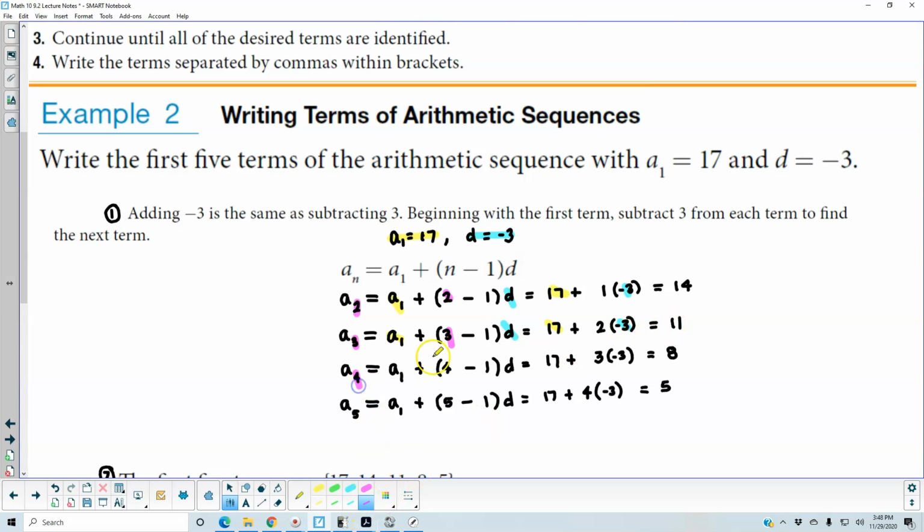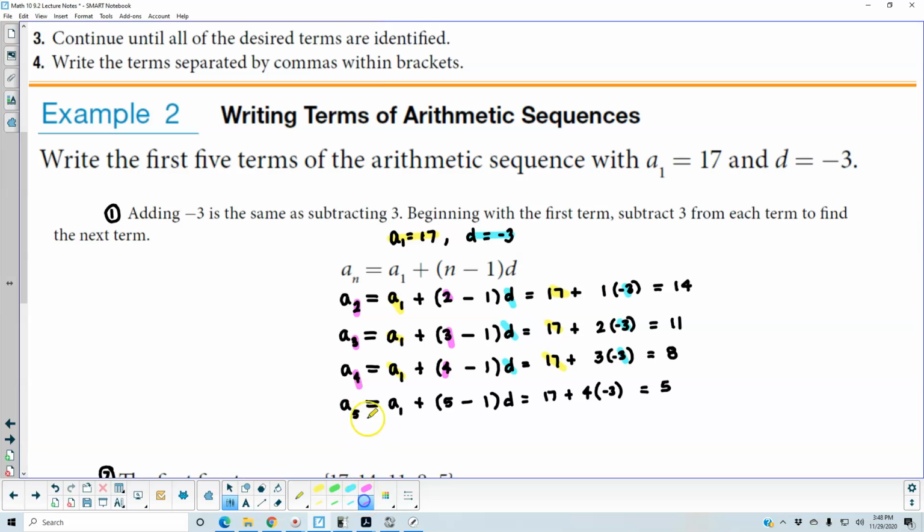For the fourth term, n is going to equal 4 in our formula. We know that the first term again is 17, the common difference again is negative 3, and 4 minus 1 is positive 3. So 17 plus 3 times negative 3 gives us positive 8.